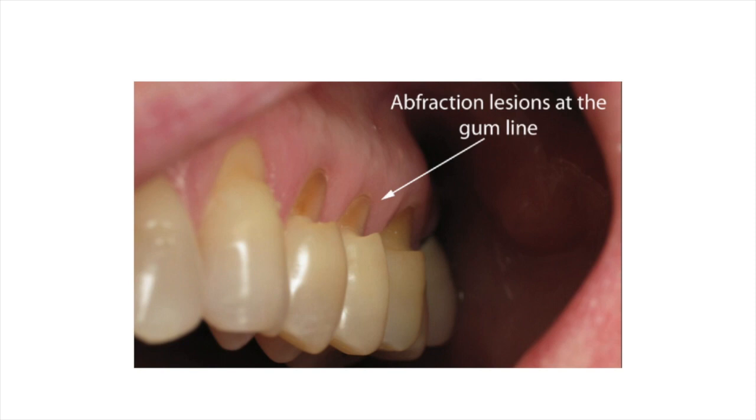So here we have a row of abfractions, which indicates that there is a general clenching happening. If it were an isolated one or two next to each other, it could be an orthodontic malposition of the opposing tooth. But if you can see that in a multitude of teeth, it indicates that there is a general clenching happening.